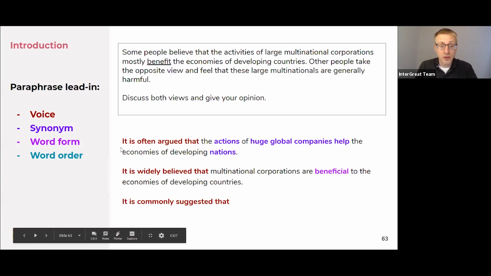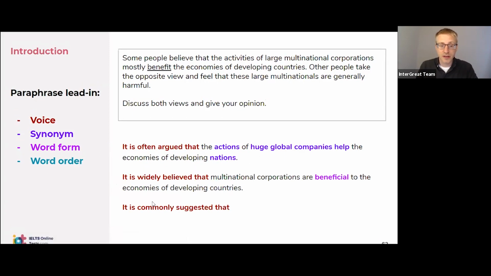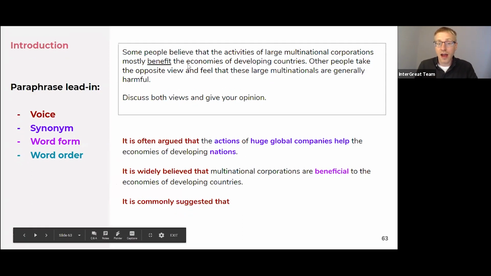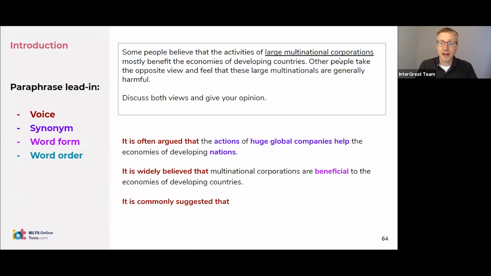Now, the fourth and final way is changing the word order. So in our last example, we can say it is commonly suggested that, and here, large multinational corporations. Can you think of a way to use the same words, but in a different order? Maybe using a relative clause. So companies or corporations.